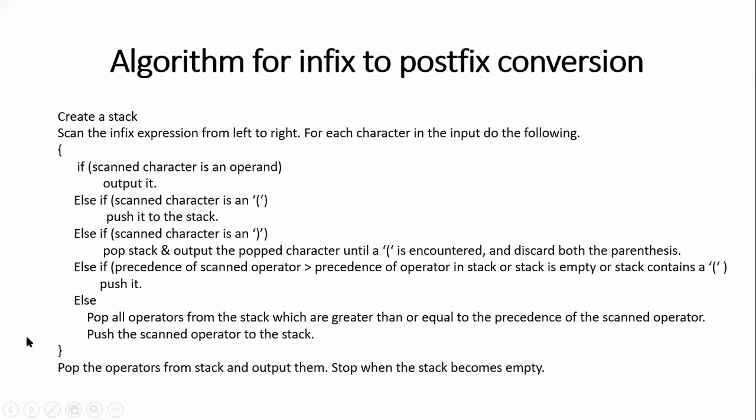Or else, it means all the conditions are false. In that case, you have to pop all the operators from the stack which are greater than or equal to the precedence of the scanned operator. I'll explain with the example. Then finally, after you pop all the operators, you will be pushing the scanned operator to the stack.